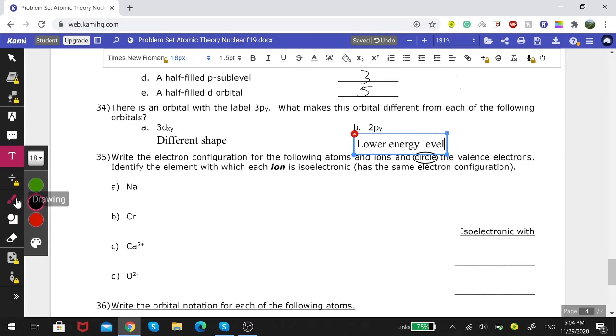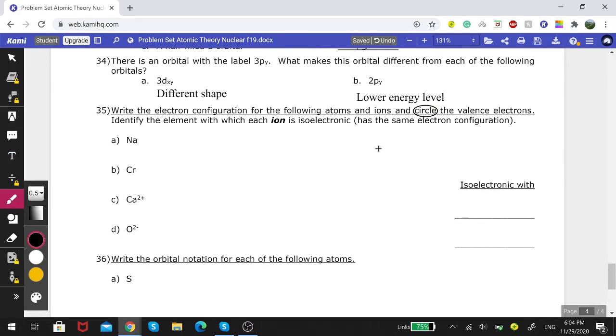Write the electron configuration for the following atoms and ions and circle the valence electrons. Na on the periodic table is 1s2, 2s2, 2p6, 3s1. This is a valence electron, since the highest coefficient's electrons are the valence electrons, and there's only 1 in the third level. That's why the 1 is it.